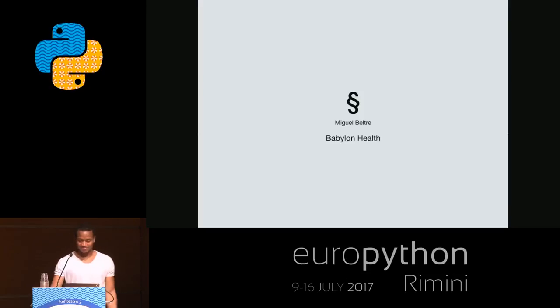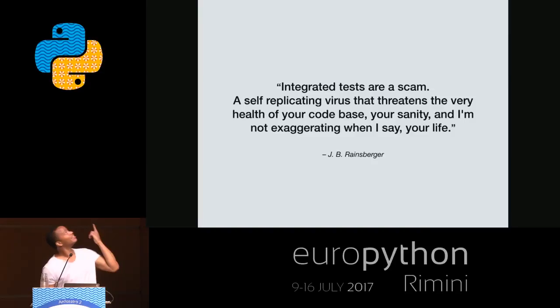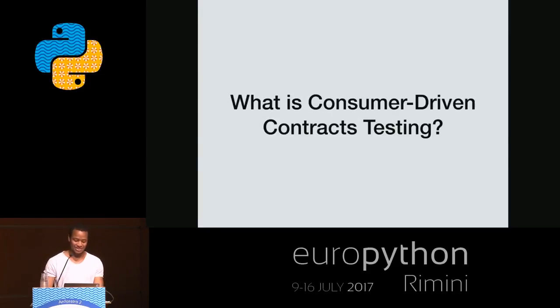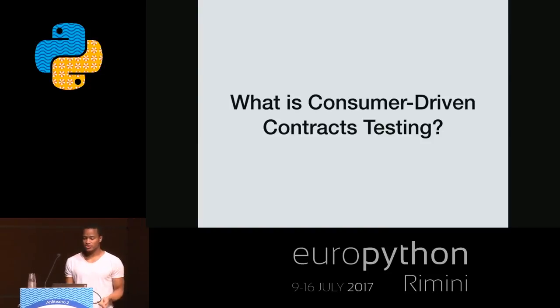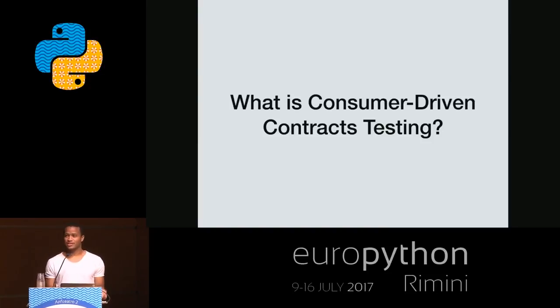I don't know what happened there, but that first line is supposed to say Pact Python. I'm Miguel Beltre, and I work for Babylon Health, a digital AI-based healthcare company in London. Like it says, integrated tests are a scam, a self-replicating virus that threatens the very health of your code base, your sanity, and probably your life. I'm not a big fan of integrated tests. This is a quote by J.B. Rainsberger. So the solution to this is to do consumer-driven contract testing.